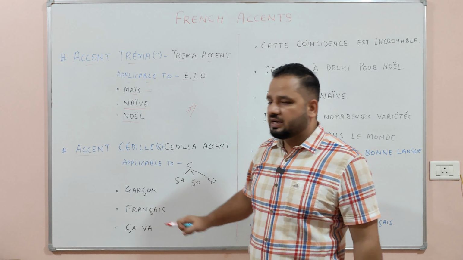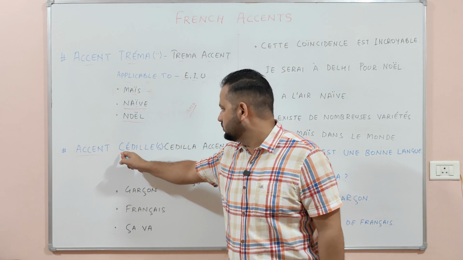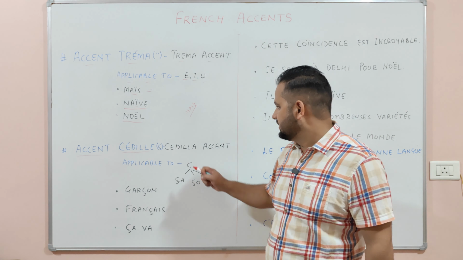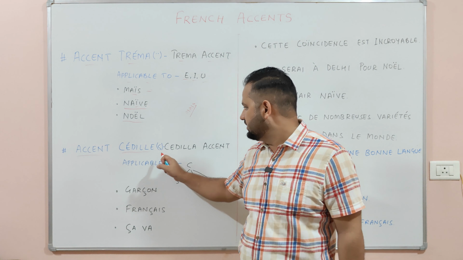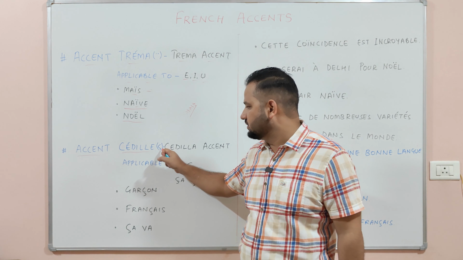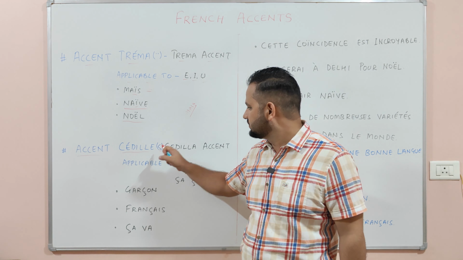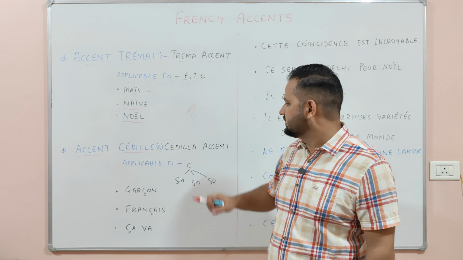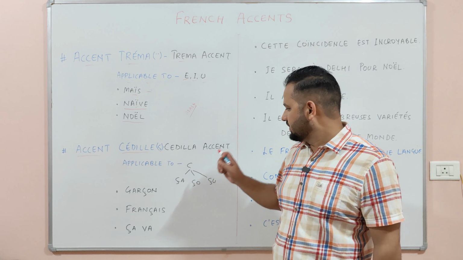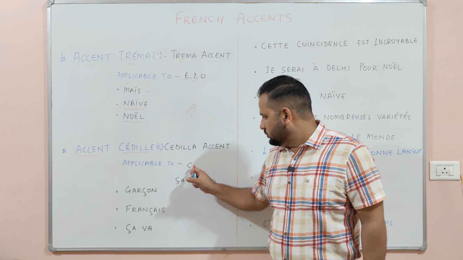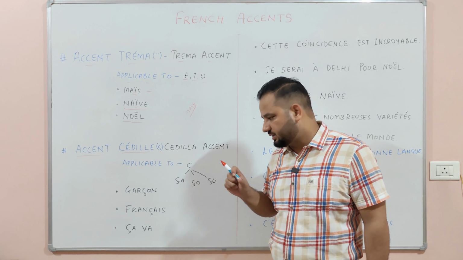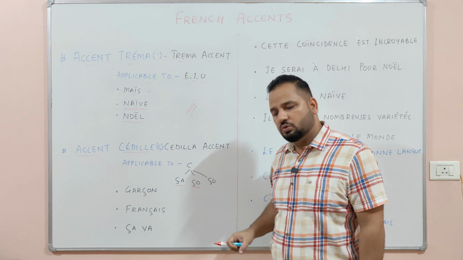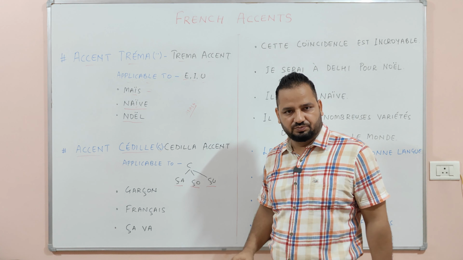And the last accent is accent cédille. We are denoting it with C, and in the foot we put this. Right? This sign. We call it cédille. In English we call it Cedilla accent. This is applicable to C only, but with the combination of CA, CO, and CU. Right?